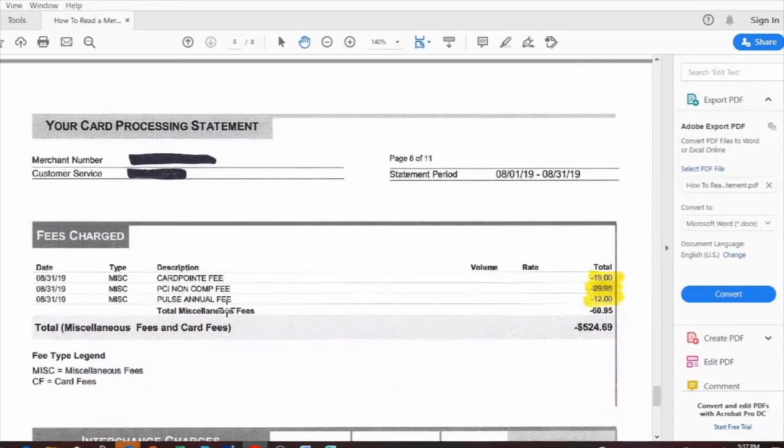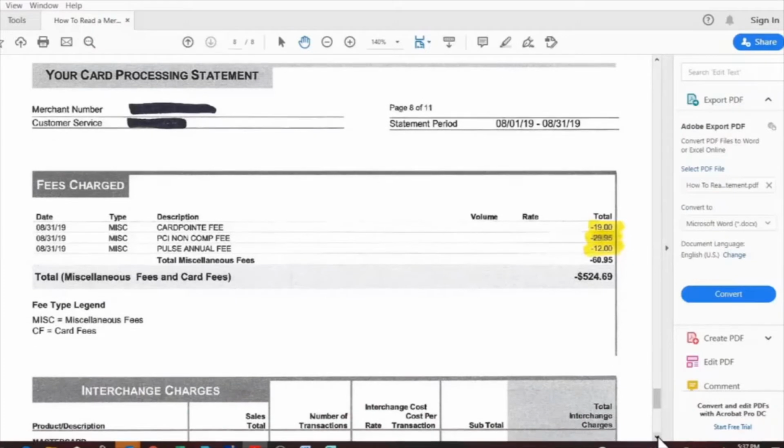Then we have the additional fees. Again, there's a $19 a month fee. There's a PCI non-compliant fee. There's also an annual fee from Pulse, which is one of the debit networks. This is a pass-through fee from Pulse. It's not marked up. It's just passed through, I believe. Total, add the monthly fees to the previous total fees, you get $524.69.